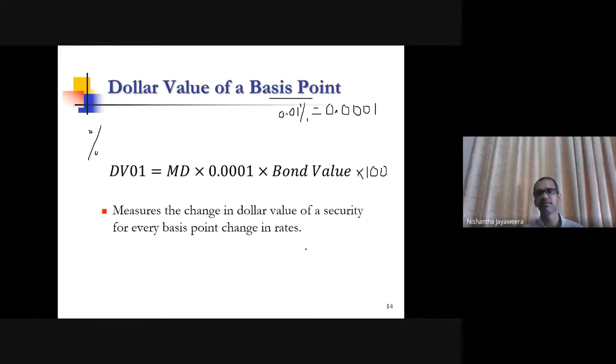And since it's for 1 basis point, it gives you a very close figure. So this gives you an idea about your PNL. What would be the impact on your PNL in rupee terms? That's the use of this DV01. Is it clear how to calculate DV01 and what it is?